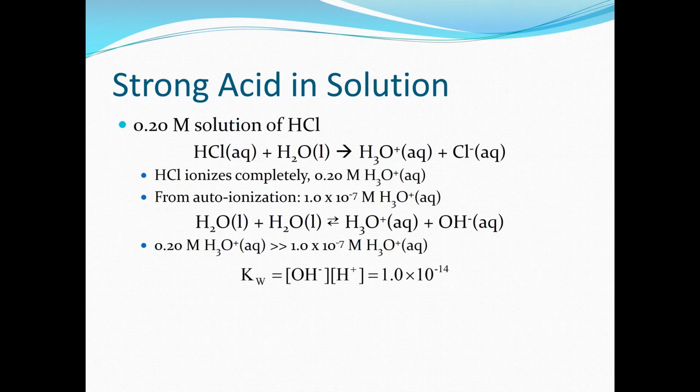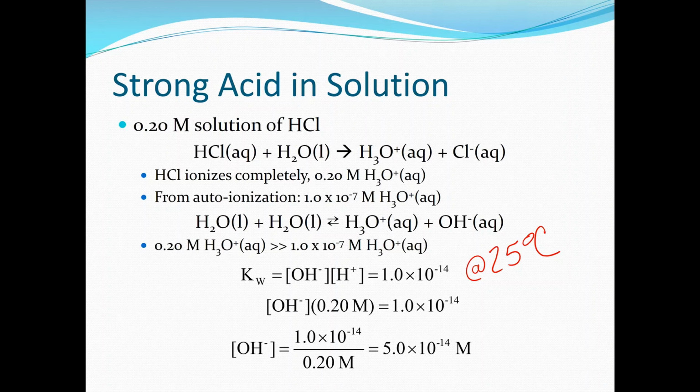So if we put that into our Kw expression, again at 25 degrees Celsius, so we're going to have 1.0 times 10 to the negative 14th, because we're doing this at room temperature, 25 degrees Celsius. What we're going to do then is put that 0.2 molar in for the H plus concentration and rearrange for hydroxide, and what we see is, in fact, that the hydroxide concentration does drop pretty dramatically. We're down to 5 times 10 to the negative 14th. I know 10 to the negative 7th sounds like a small number, but 10 to the negative 14th is an even smaller number by a pretty substantial margin.